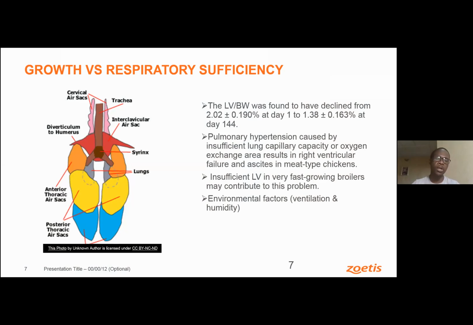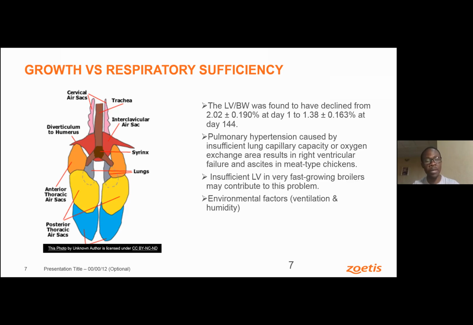Now, taking a look at growth versus respiratory sufficiency, I read a study that was done some years ago, looking at the lung volume to body weight ratio at day 1 and then day 144. So you can see the serious disparity. This value was 2.02 plus or minus 190% at day 1, but it has dropped to 1.38. So it means that these birds are growing very fast at a rate that their respiratory system cannot support. They grow so much.